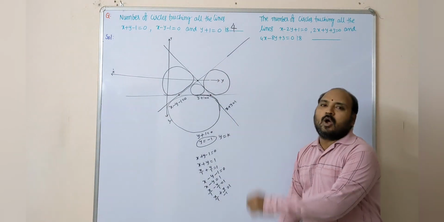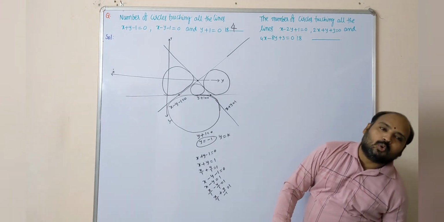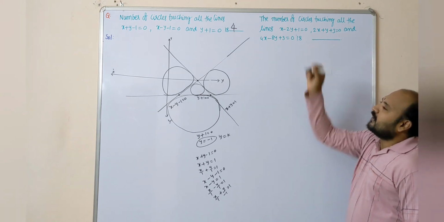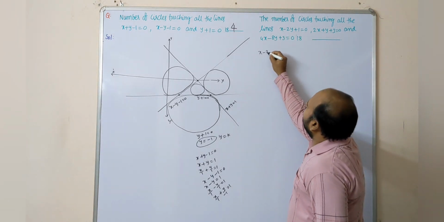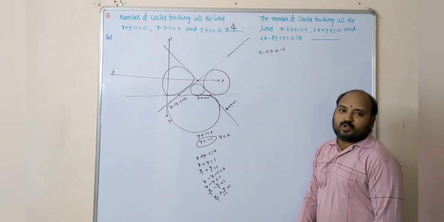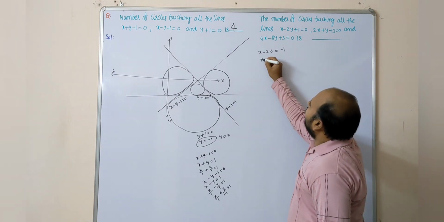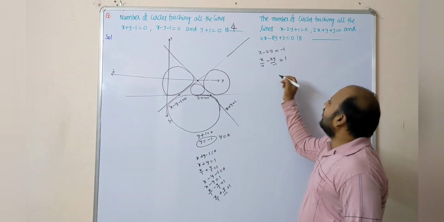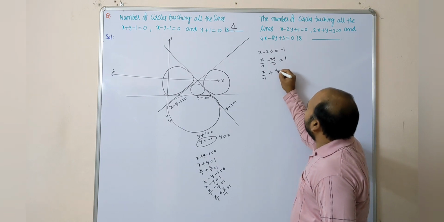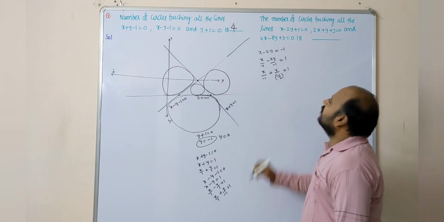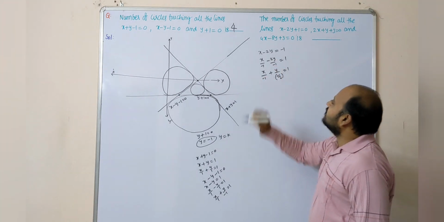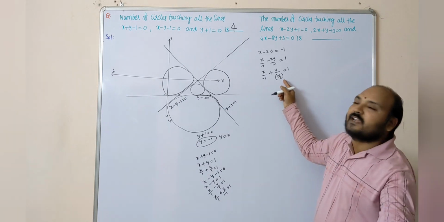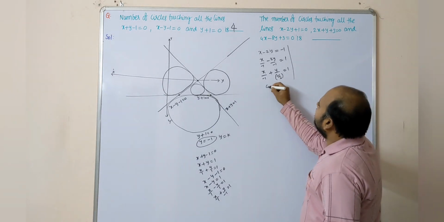A similar procedure you have to apply for this question also. Here x minus 2y equal to minus 1. Dividing by minus 1, x by minus 1 plus y by minus 1 by 2, which is minus into minus, plus. The x intercept is negative, the y intercept is positive. It should be in the second quadrant.